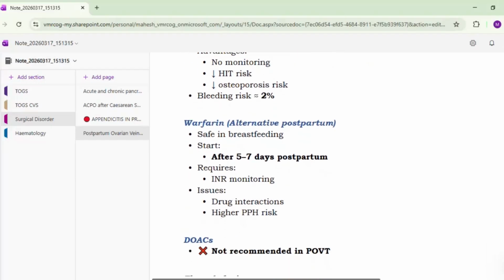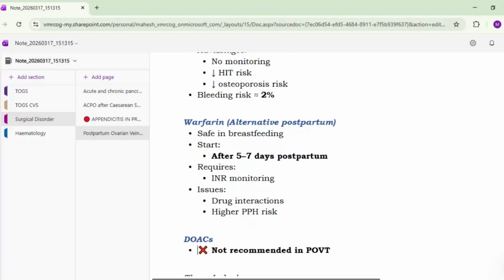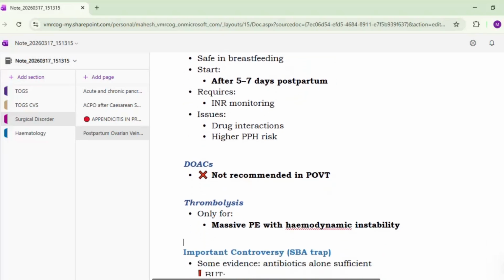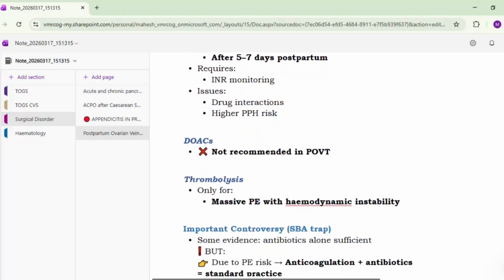Warfarin is an alternative in the postpartum period. It is safe in breastfeeding. After 5 to 7 days of postpartum, it can be started. However, it requires INR monitoring. There are drug interactions and higher PPH risk. So, directly acting oral anticoagulants are not recommended in POVT.